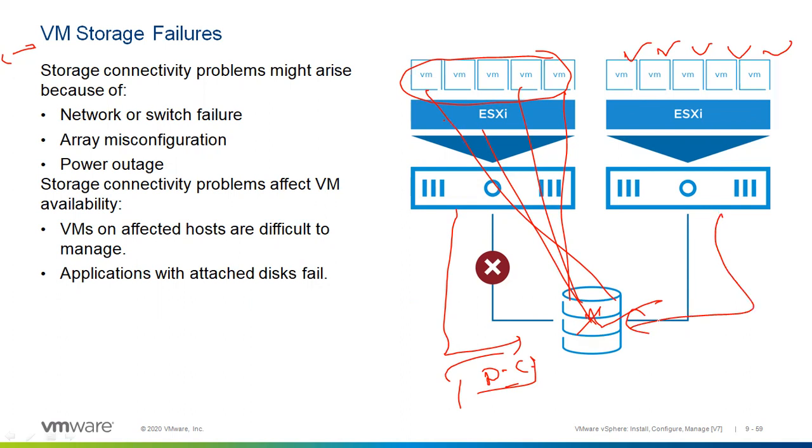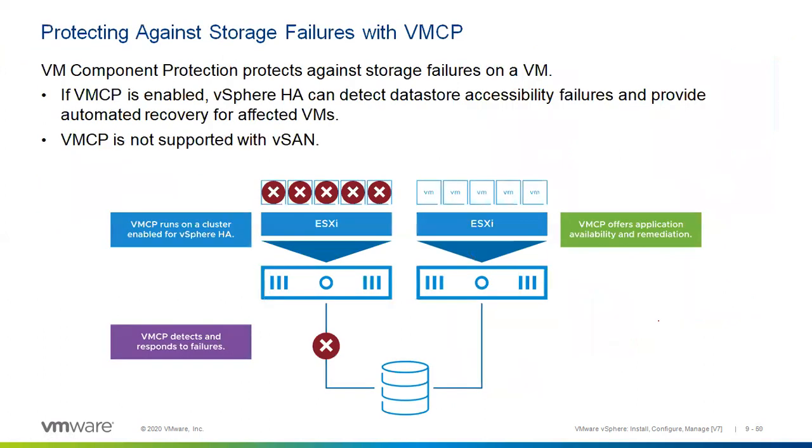For that, we run a service called VMware component failure, which we call VMCP. So we have to enable VMCP. HA detects the datastore accessibility failure and provides automatic recovery of the affected VMs. Only if this feature is enabled will it detect the storage failure. VMCP is not supported in vSAN, absolutely, because vSAN is locally connected storage. VMCP is only for remote storage, such as remote SAN or remote NAS.